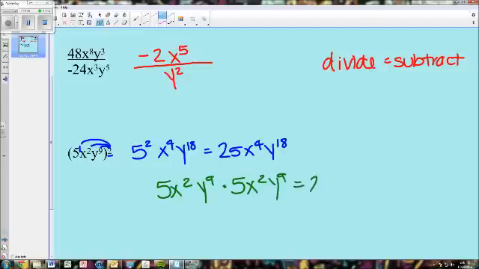5 times 5 is 25. When I multiply, I add my exponents. So x squared times x squared is x to the fourth. And y to the 9 times y to the ninth is y to the 18th. So either way, you end up with the same answer.